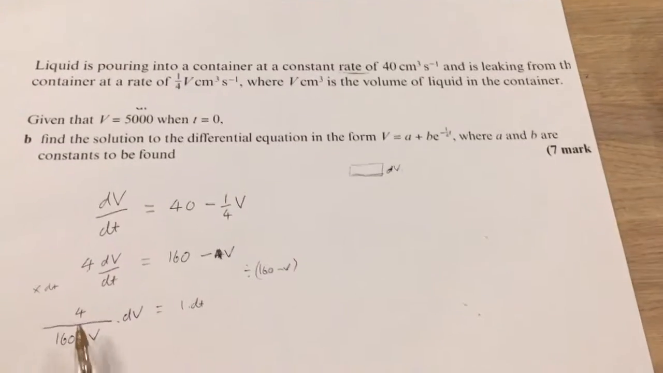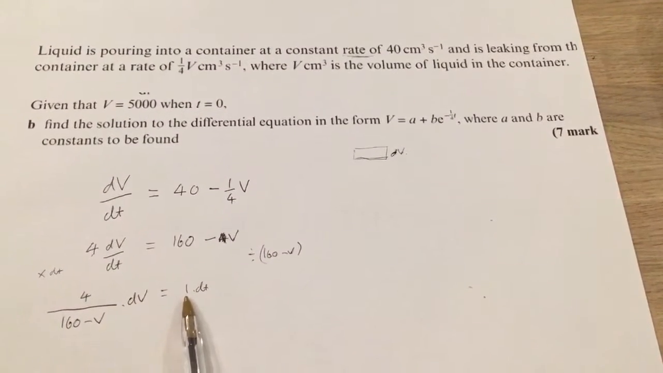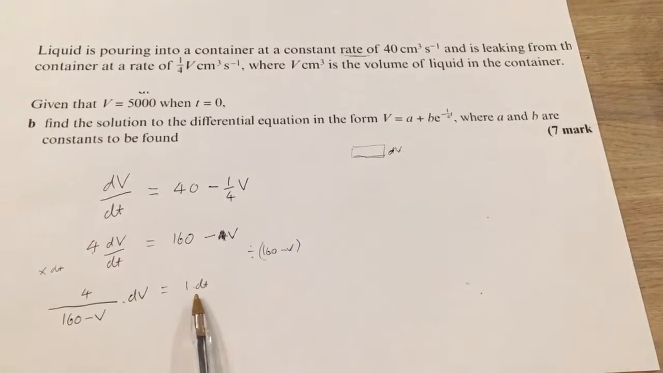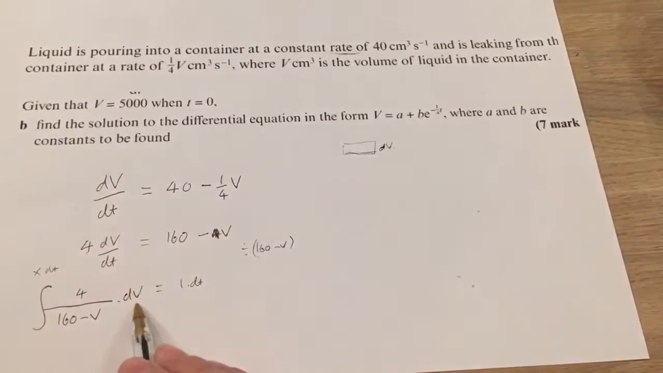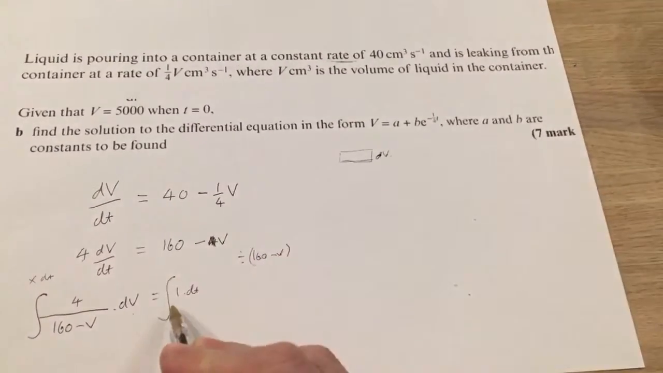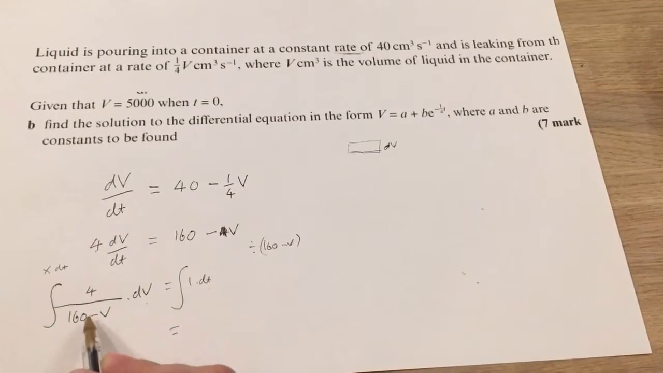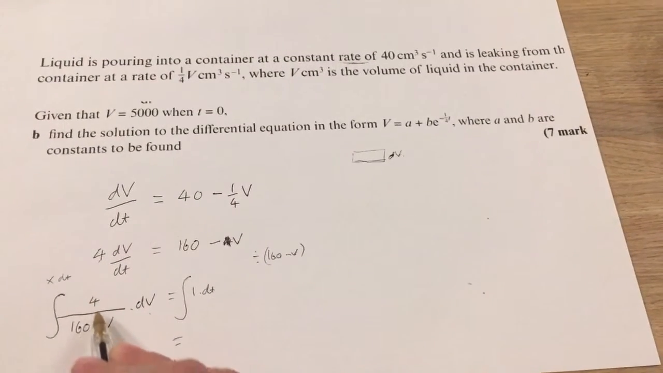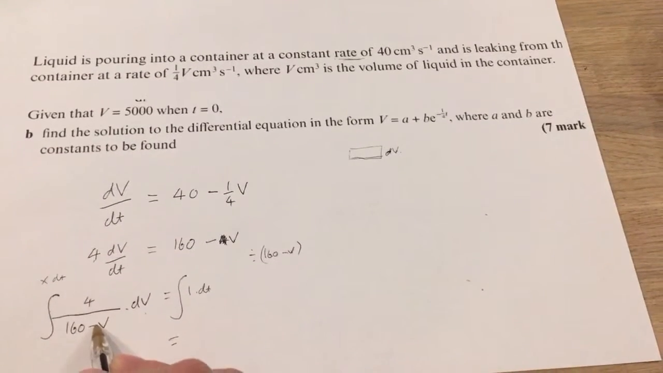What I can see now is I've got a function of V as a product of dV and a function of t, or in this case a constant, times dt. I now know that I can remove these differentials by integrating with respect to V and t. So on this side, we've got to remind ourselves we've got a rational function here, so we're going to have to use the reverse chain rule.